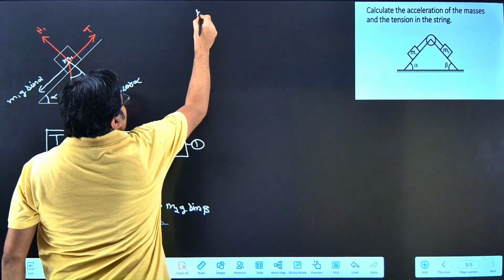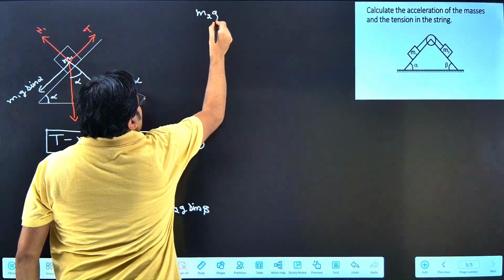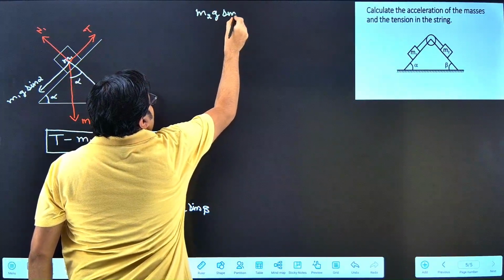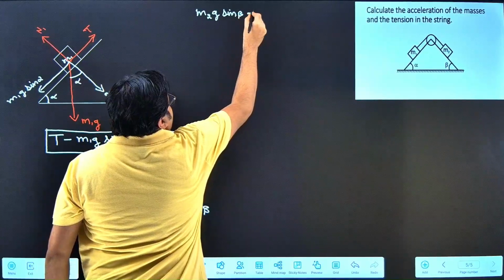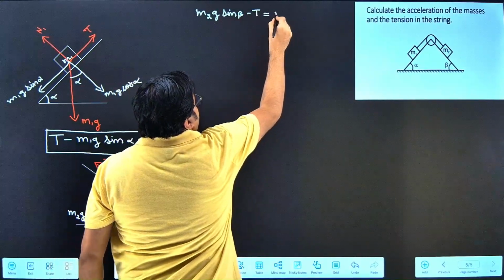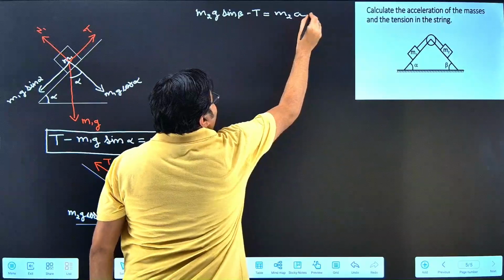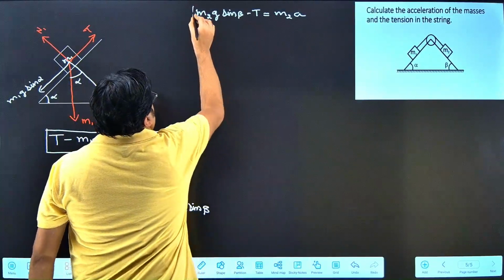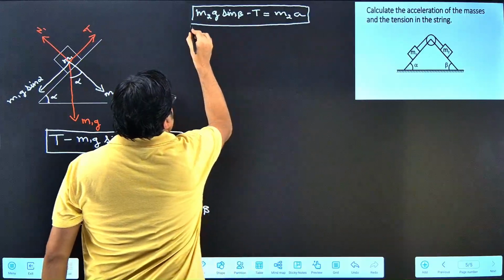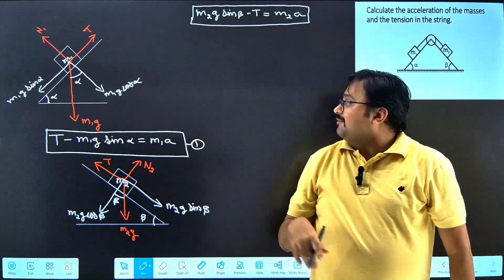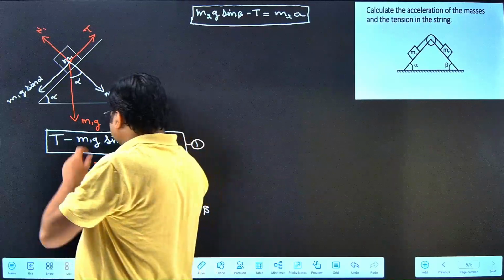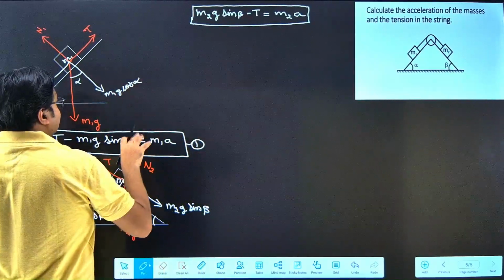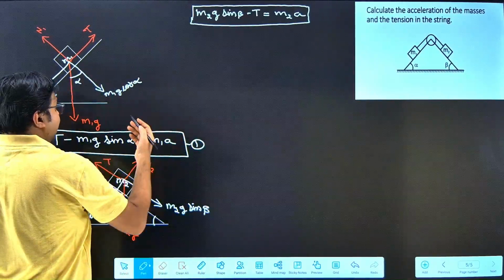You can write m2g sin beta minus t equal to m2 into a. That's your equation. Maybe you can put that also in a box. That's your box. Having written these two equations, you can now solve for tension. The regular way of doing it is simply dividing the two equations.